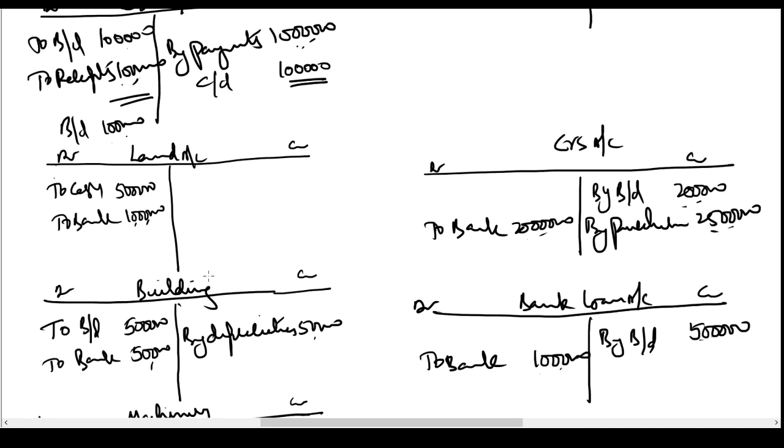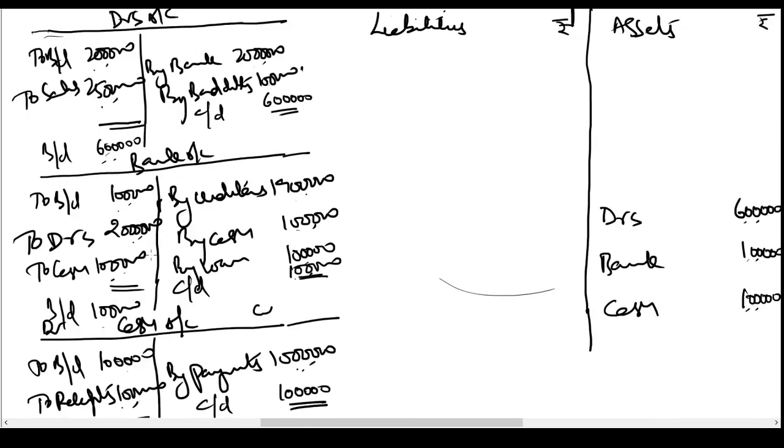Land account, we can see some balances here in the land account. Land account is showing a debit balance, 5 lakh plus 10 lakh, 15 lakhs. So carried down 15 lakh, brought down 15 lakh. So this balance is shown again on the balance sheet asset side.